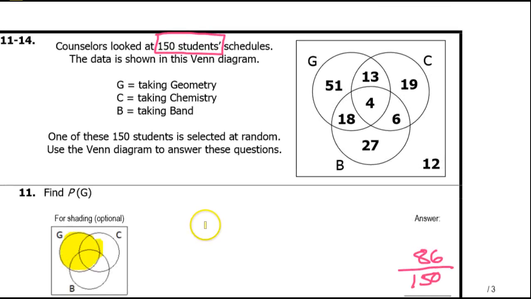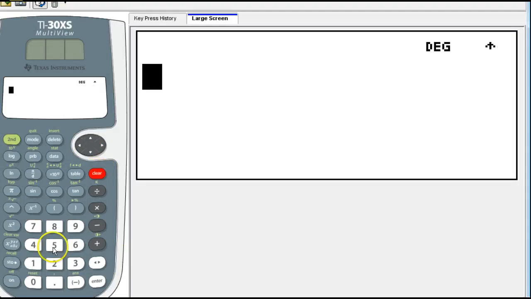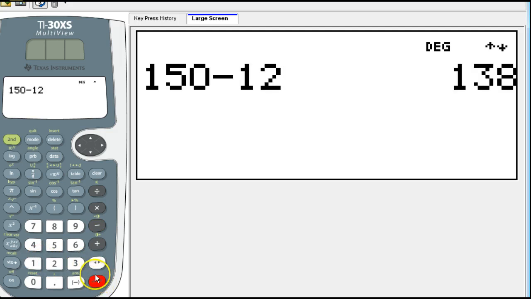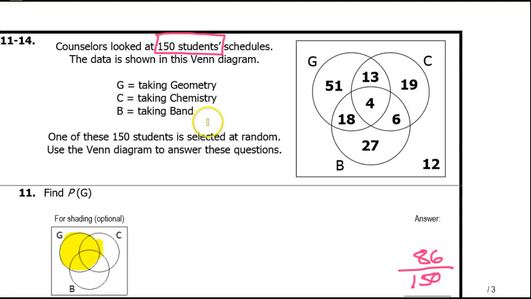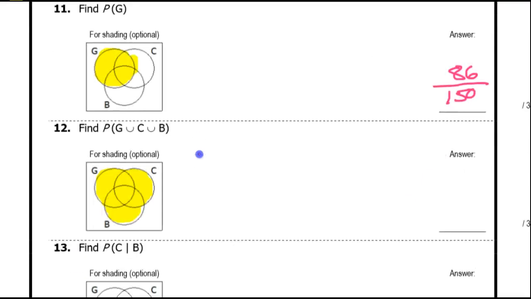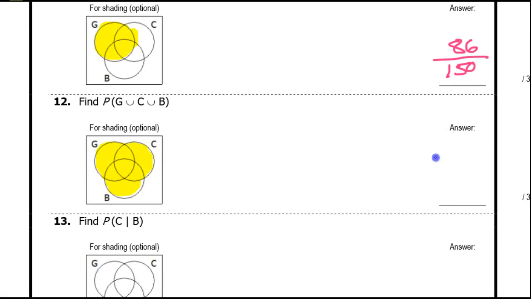So comparing that to this, if I were to shade this, it would be all three. It would be everything except for the 12. So in your mind you should be thinking 150 minus 12 would be the easiest thing to do. That's going to be 138 people. So that's why we'll say 138 out of 150.